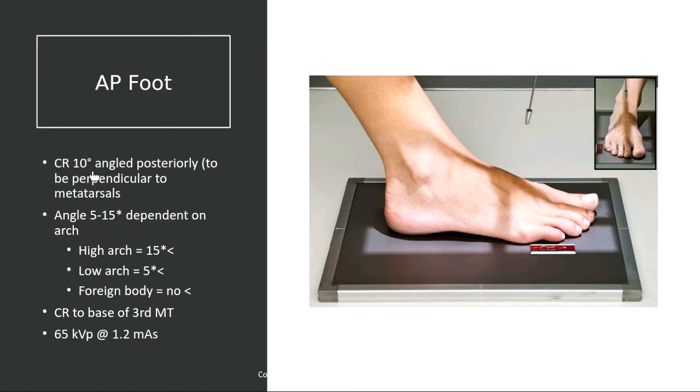Now, if you're looking for a foreign body in the foot, say they stepped on something and they're just trying to image to see where that foreign body is, then you're not going to angle at all. Okay, foreign body, no angle. The central ray is at the base of the third metatarsal. So you can see they've got 1, 2, third base, or the bottom of the third metatarsal. It's right about in the middle of the forefoot. Okay, so your central ray is the base of the third metatarsal.